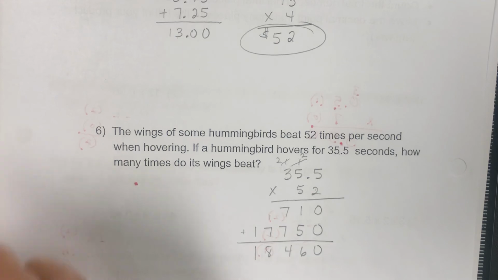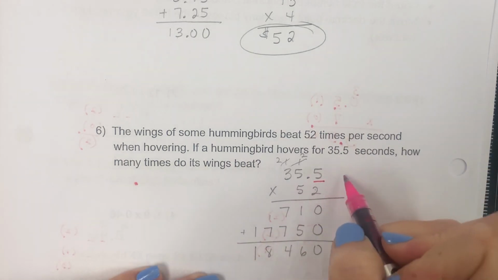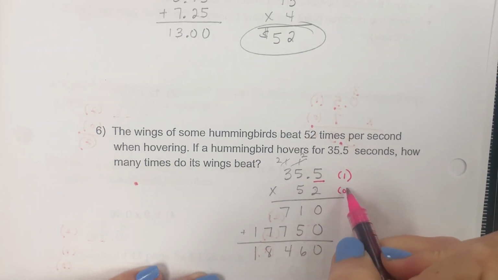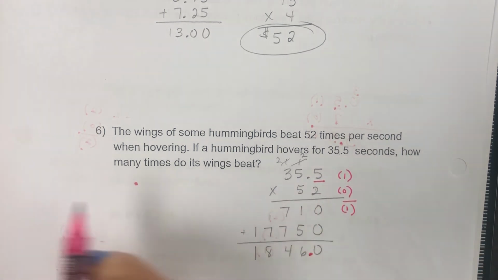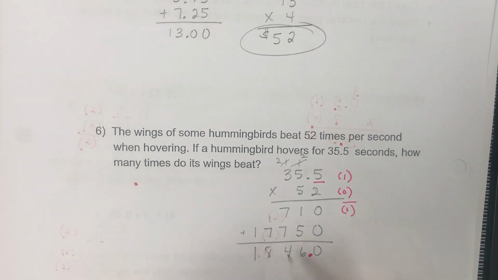And now I go back and I see I only have 1 number past the decimal point. I have none here, so I only need to move it over 1 time. So that hummingbird will beat its wings 1,846 times in 35.5 seconds.